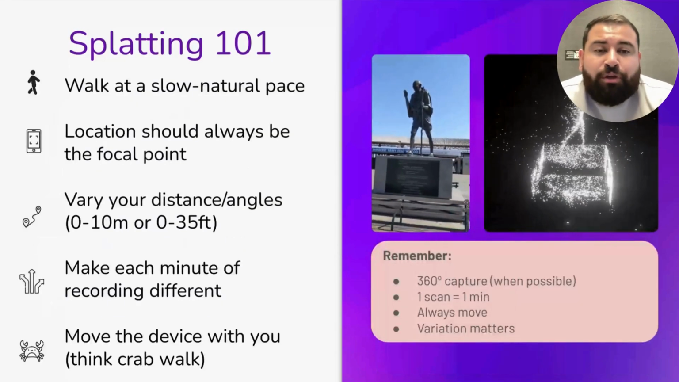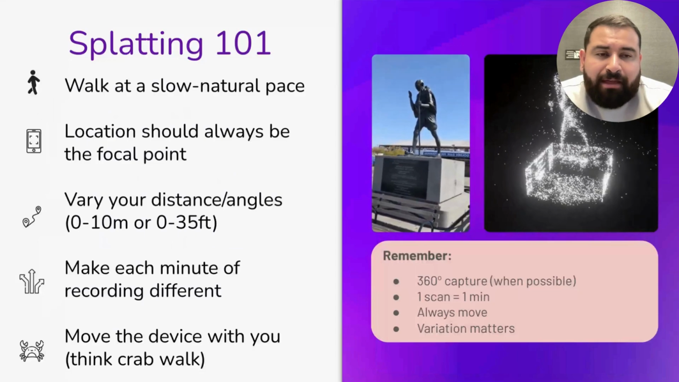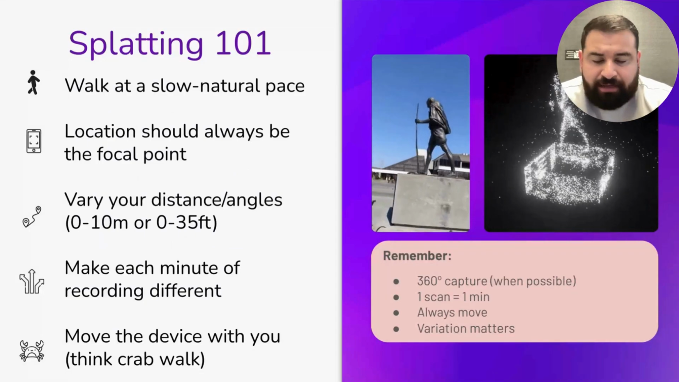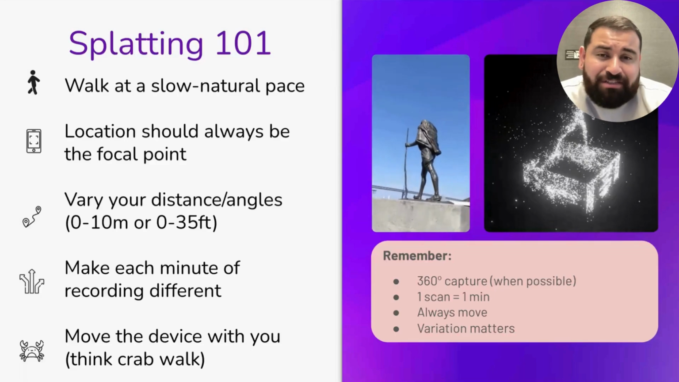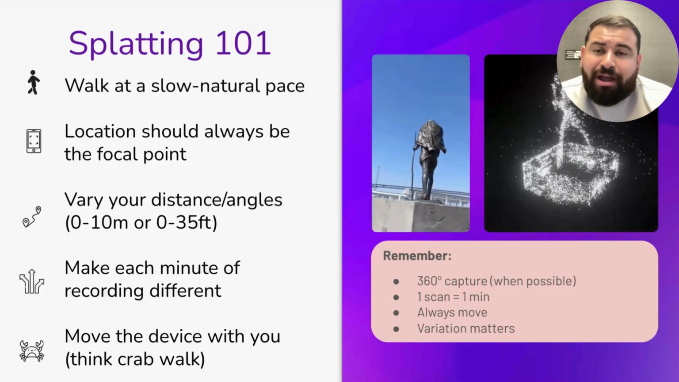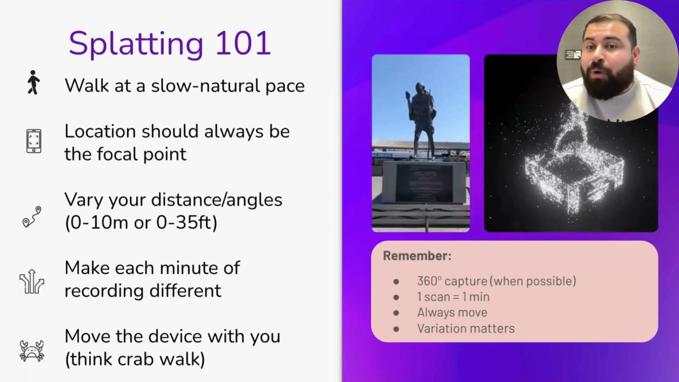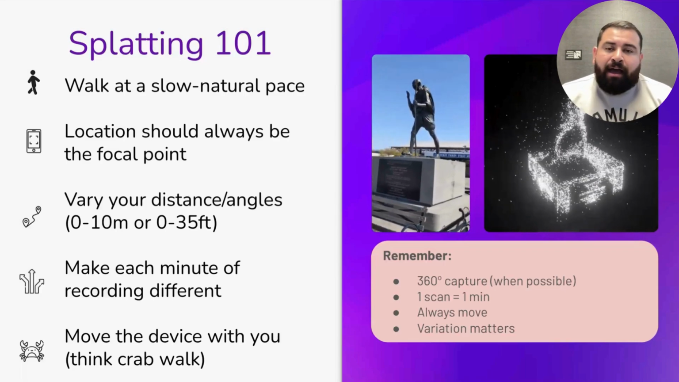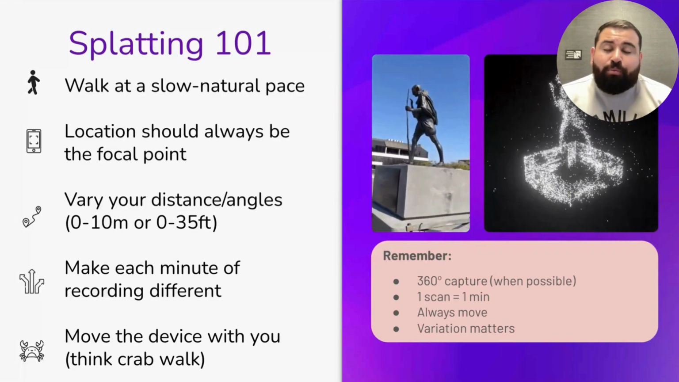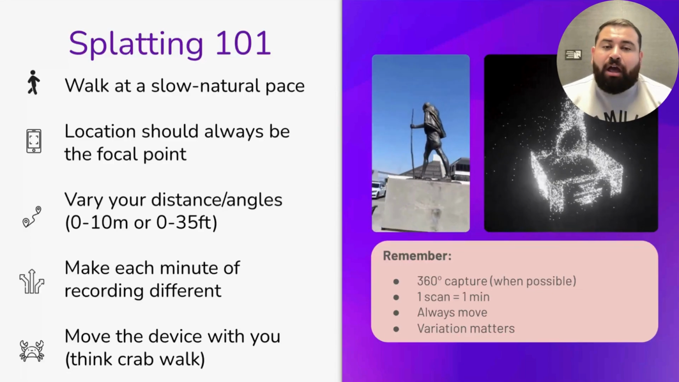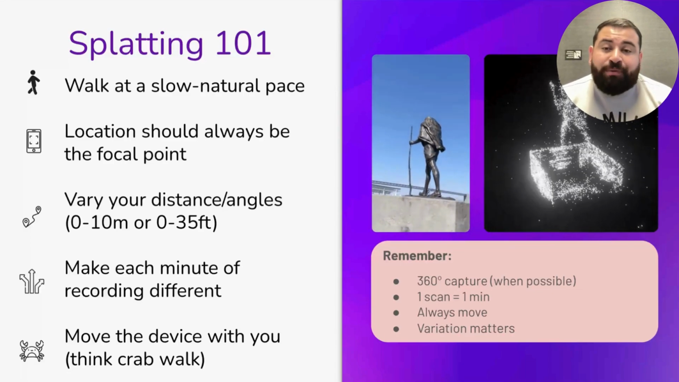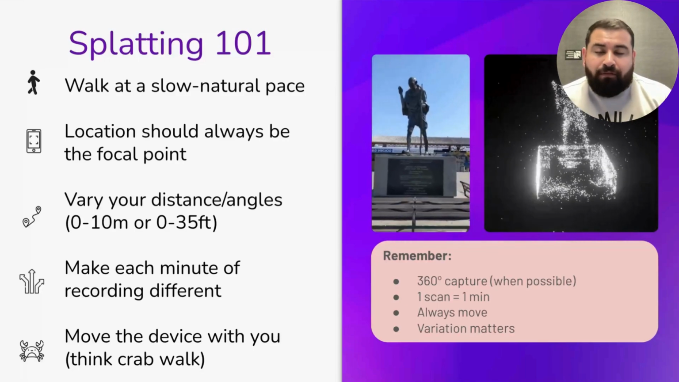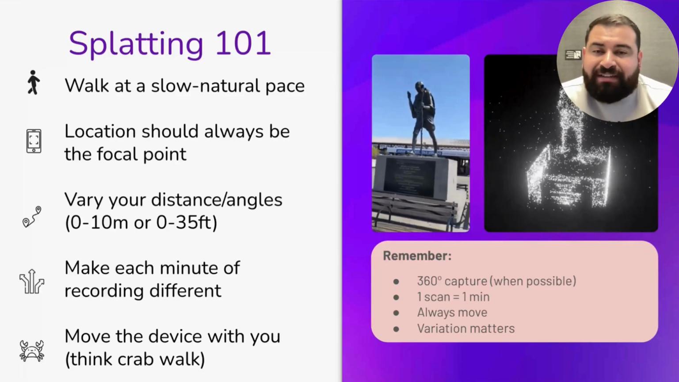So using this example here, I want to highlight some of the techniques that we use internally for our team. The first one being we're walking at a slow, natural pace, right? So we're not taking large strides. We're not speed walking through it. We're walking fairly slowly, making sure that we're keeping the focal point of our scan in the center of our screen. By doing so, we're allowing it to capture a lot more detail, a lot more of the texture of what it is that you're trying to splat.